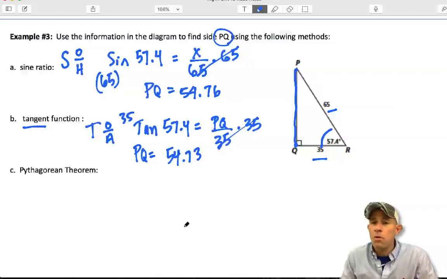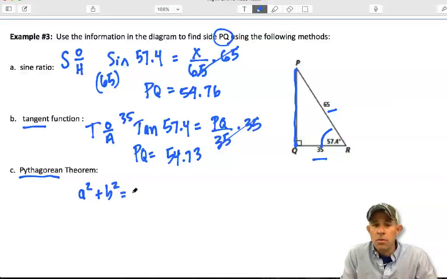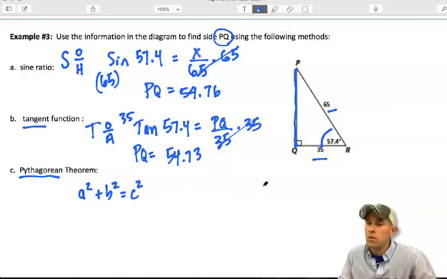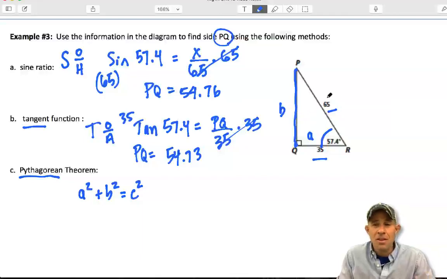All right, finally, one more method to solve this is using the Pythagorean theorem. So remember back to geometry, Pythagorean theorem: a squared plus b squared equals c squared. Anytime we have a right triangle, it's the sum of the squares of the two legs added up equals the square of the hypotenuse. So let's substitute in what we know. We got 35 squared plus b squared is equal to 65 squared.